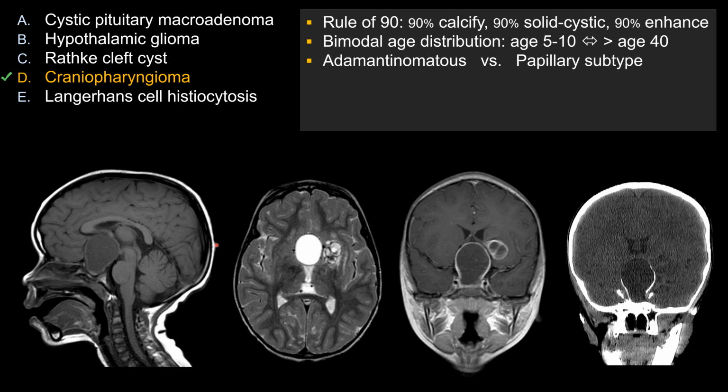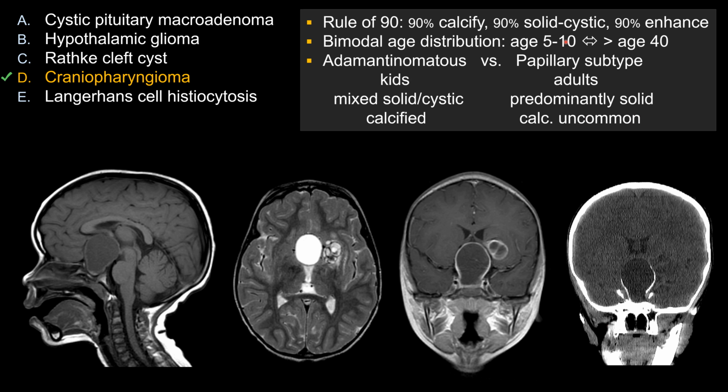On board exam or in real life, if I see a pediatric patient come in with a sellar suprasellar mass that's cystic and solid, with enhancement and calcification, my top three differential diagnosis is going to be craniopharyngioma number 1, craniopharyngioma number 2, craniopharyngioma number 3.